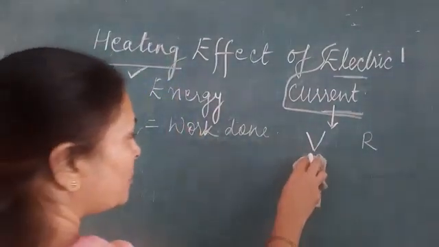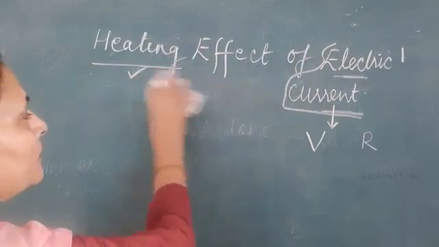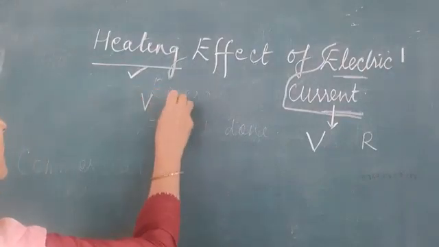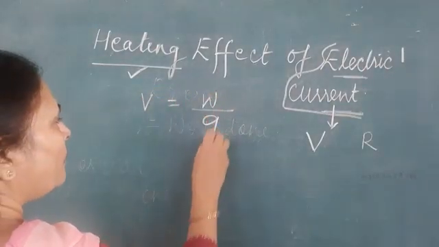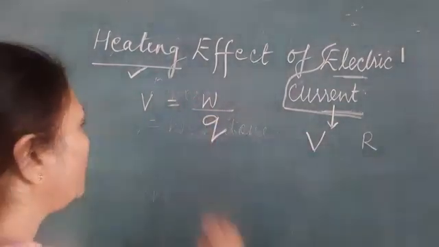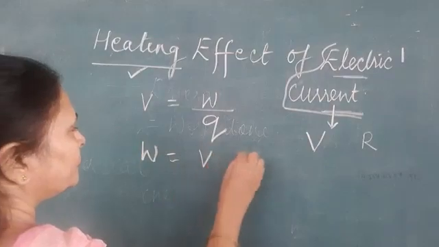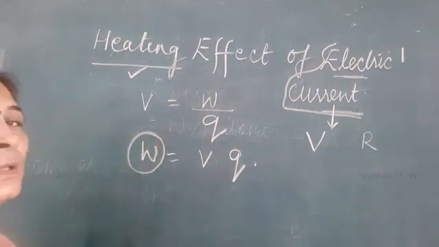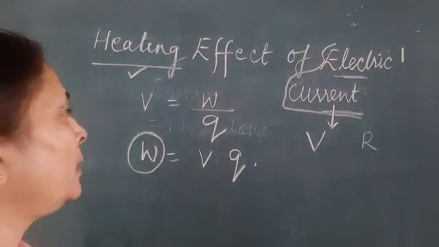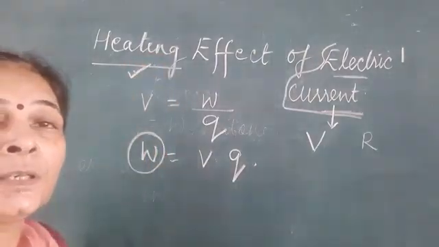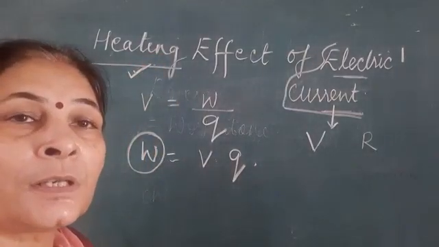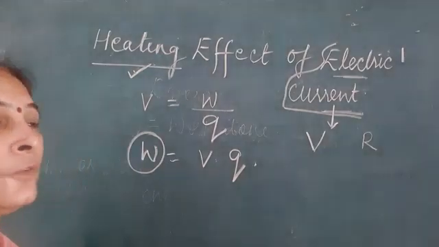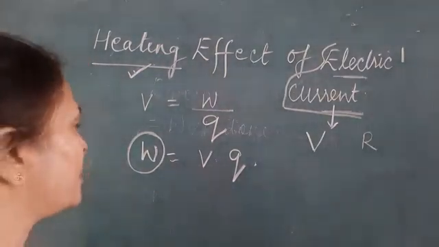Now we'll find out the relationship between V and W. You know that, and you have already done in this chapter only. V is equal to W upon Q. So what will W be equal to? V into Q. That means this work done will be converted into heating effect or heat energy. Like for example, in a toaster, heater, any electric iron, here heating effect of electric current is being used.